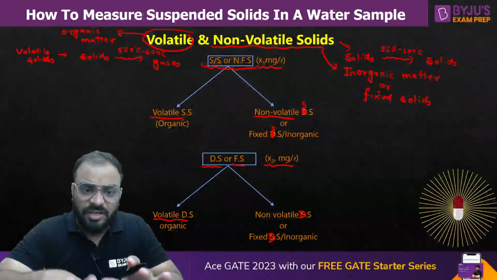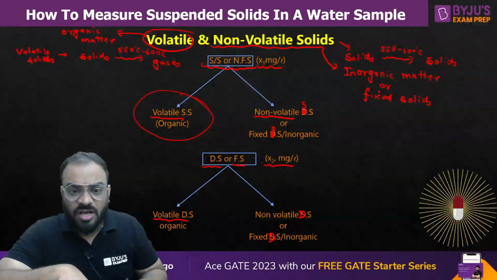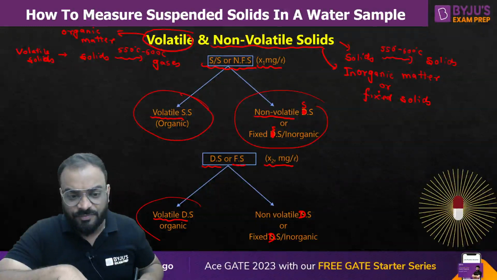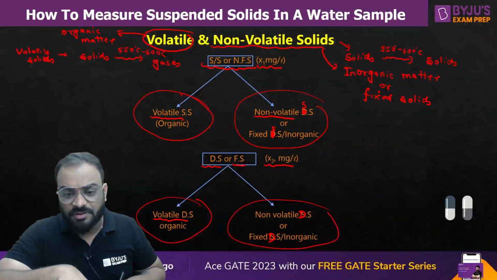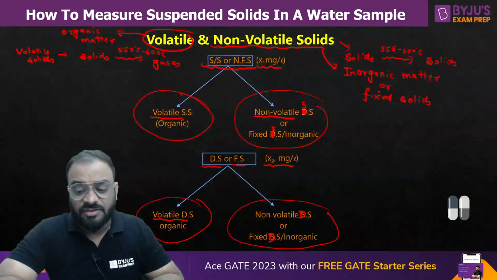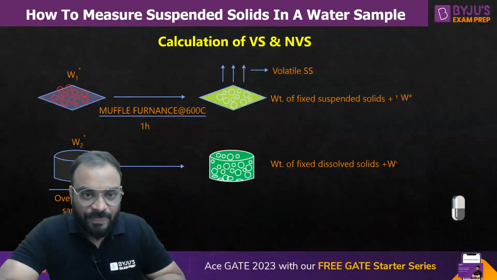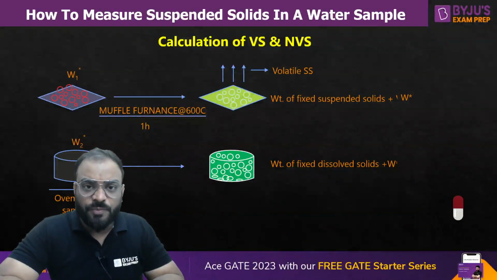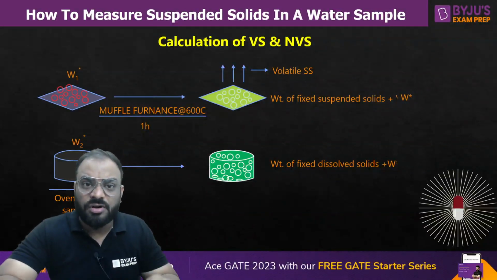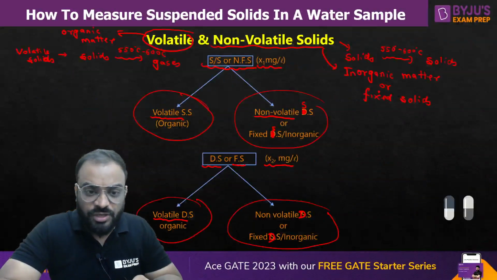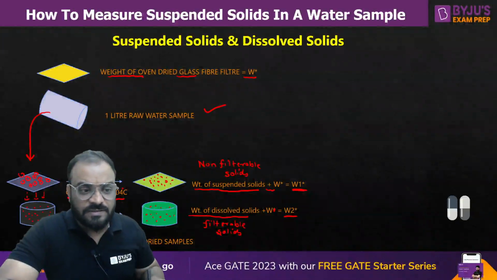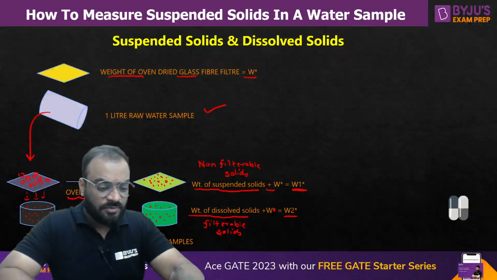Now guys, we need to find these fractions. How much of these fractions are there in your water sample? That is our task, right? So let's understand how we can do it. Now guys, what you need to do is take the sample which is already oven dried. Now you know that we have put these samples into the oven.